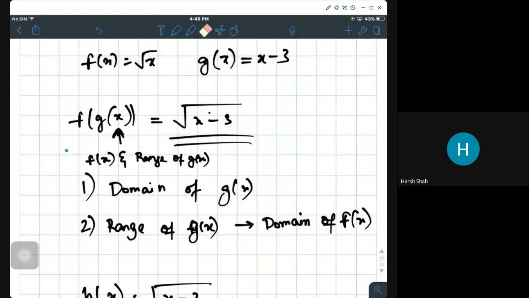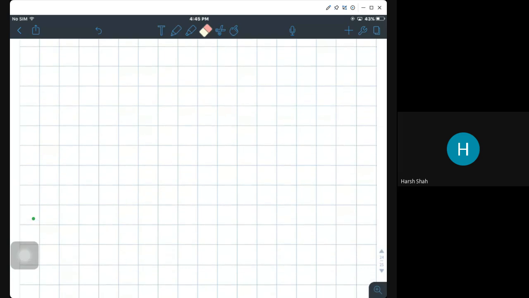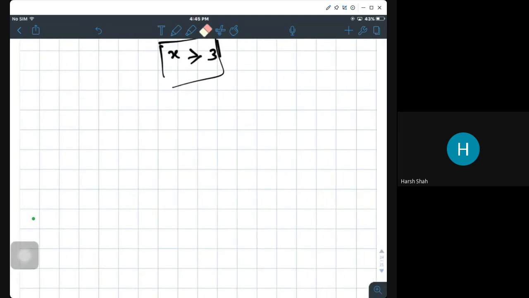Okay, right. Now then we have the tests. What are the tests? There are two tests: horizontal line test and vertical line test.